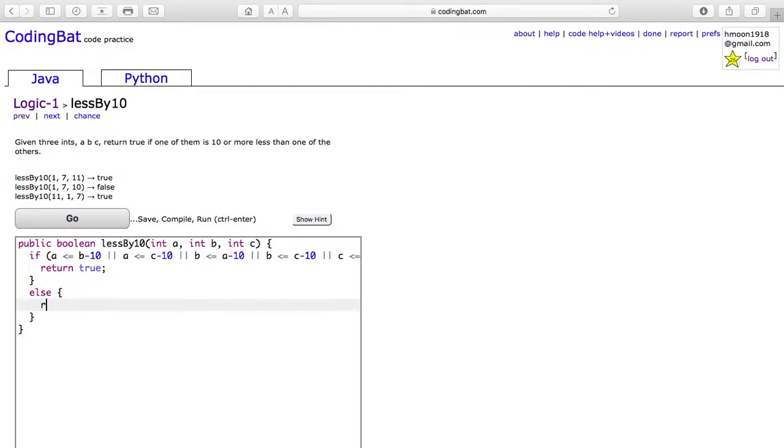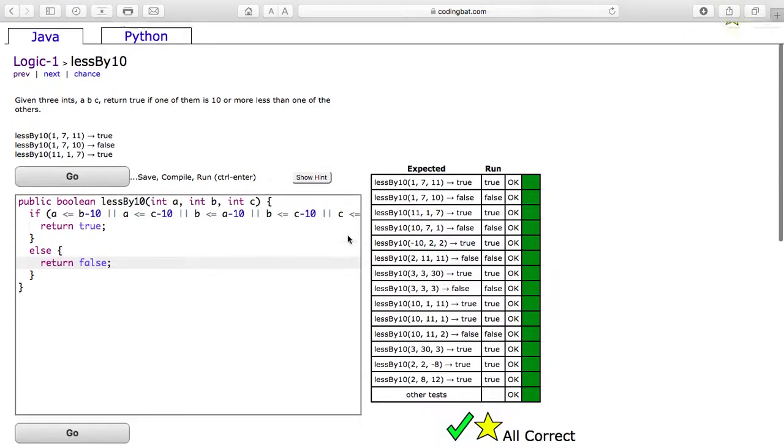Else, you will return false because it does not apply to the case given in the problem. And it is all correct.